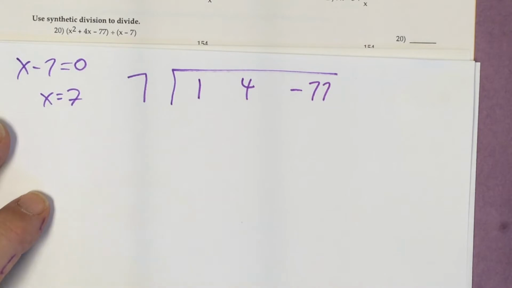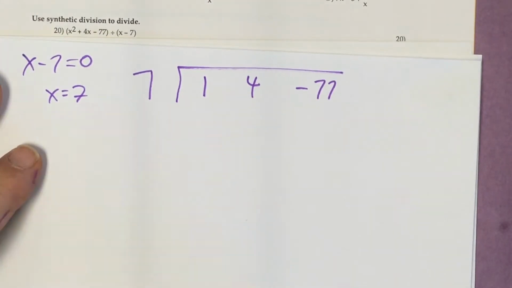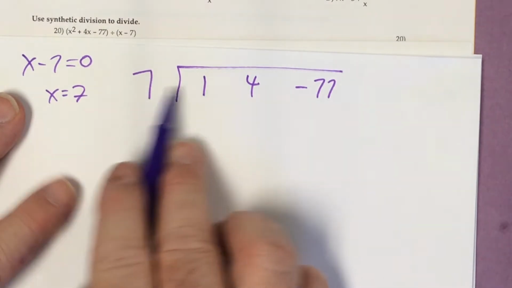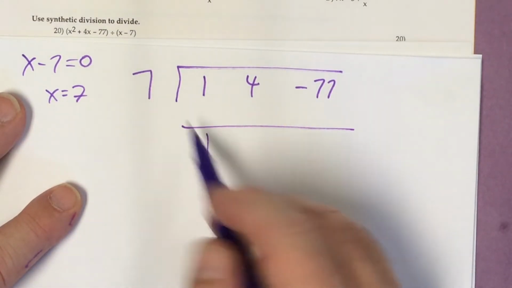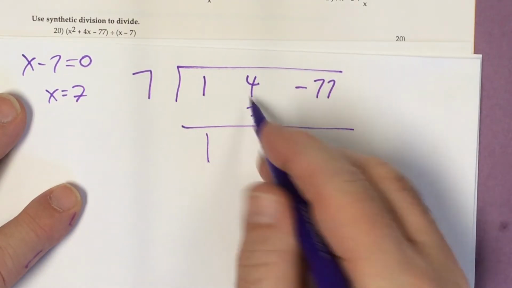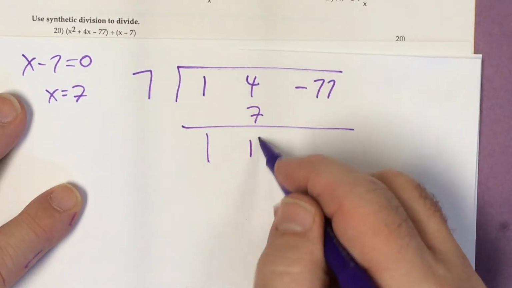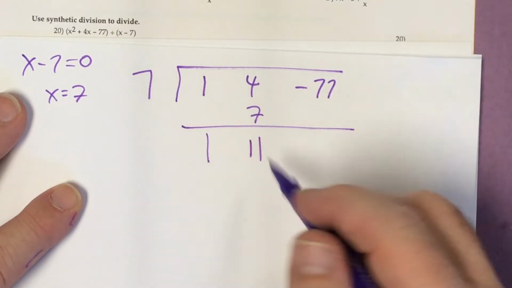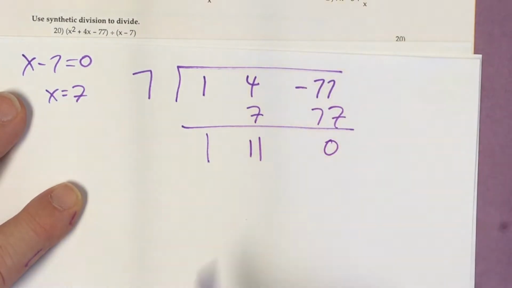To carry that out, let's see what that's going to get me here. Okay? So I'm just going to bring down the 1. 7 times 1 is 7. I bring that here. 4 plus 7 is equal to 11. 7 times 11 is 77. I'm going to bring that here. Negative 77 plus 77 is 0.